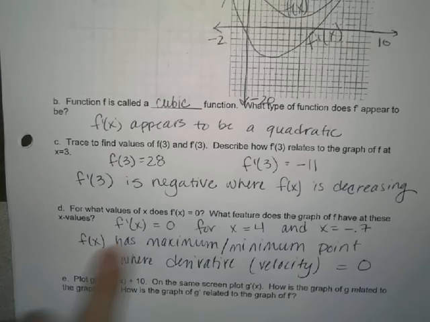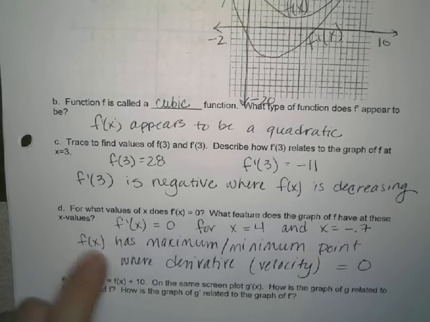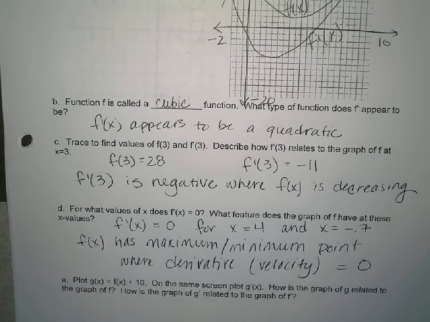And then with this function, or this part D here, the other thing that we wanted to point out is wherever your derivative is 0, your original has maxes or mins. And it goes both ways. If your original function has max or mins, then you know your derivative is 0 at those same x values.